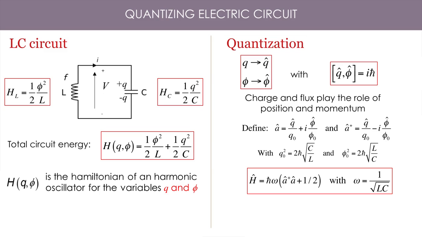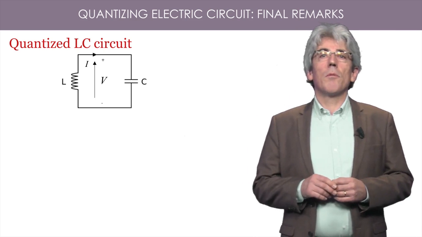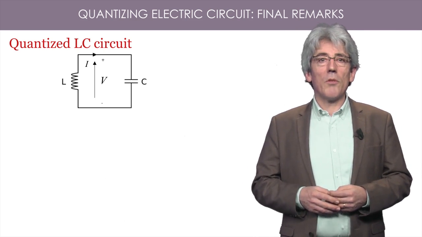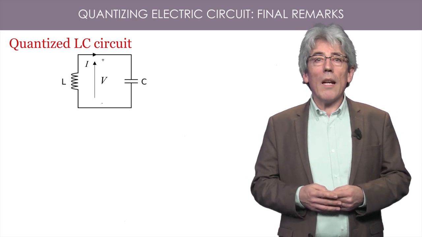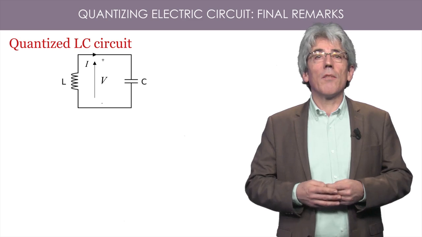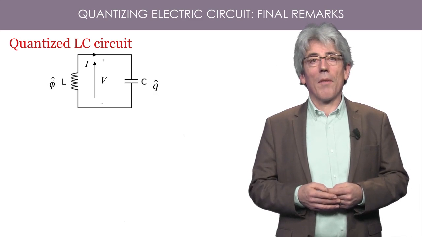In this expression, omega equals 1 over square root of LC. Omega over 2 pi is the usual oscillation frequency of the LC circuit. Of course, you can check that the commutator of A and A dagger is equal to 1. Finally, we have seen that the quantum description of the LC oscillator amounts to the quantization of two well-defined canonically conjugate variables, Q and phi.